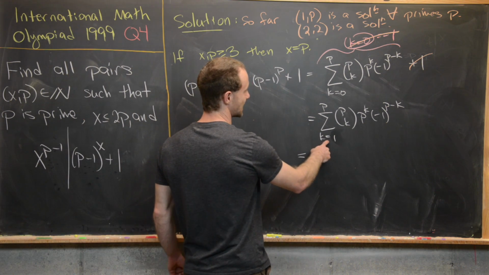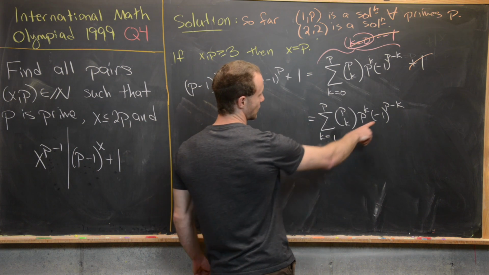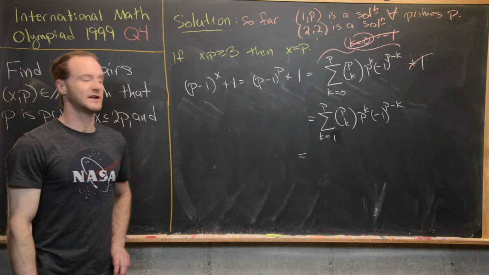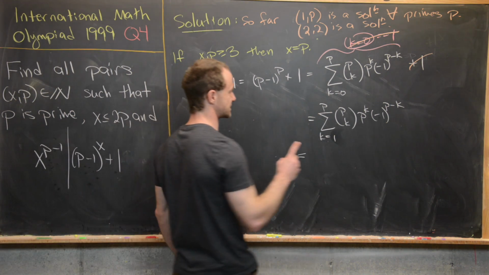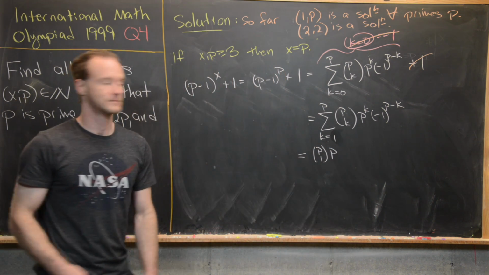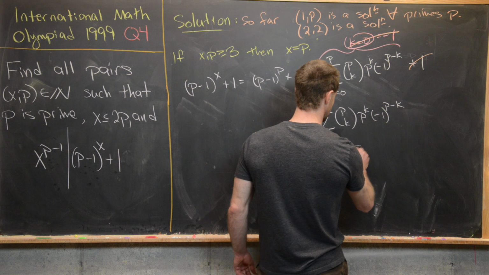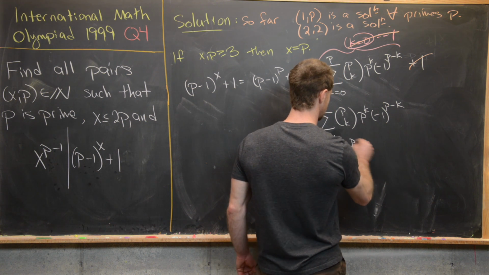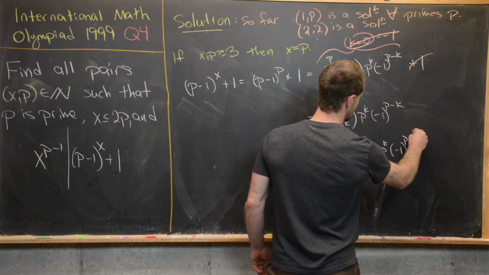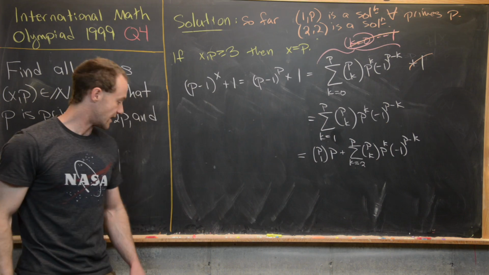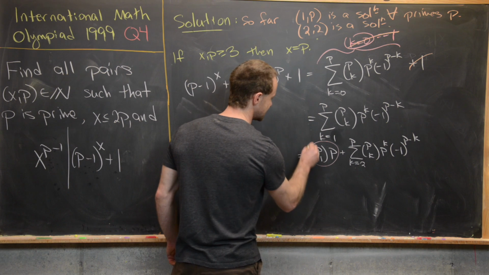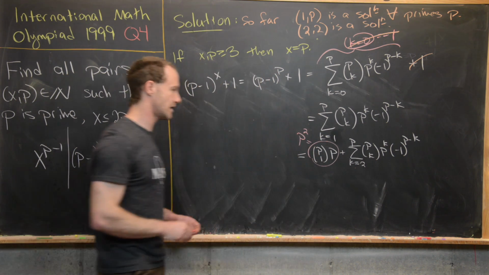So notice if we pull out the k equals 1 term, we're going to have minus 1 to the p minus k, so that's minus 1 to the p minus 1, but p minus 1 will be even, so that's plus 1, and then we'll have p choose 1 times p, and then we'll have plus the rest of them. So we have the sum k equals 2 to p of p choose k, and then p to the k, minus 1 to the p minus k. Great. Now we know that p choose 1 is equal to p, so that means this whole thing right here is equal to p squared.